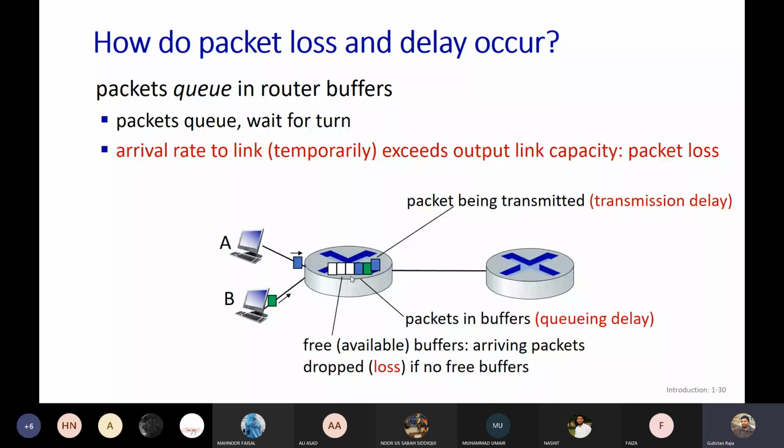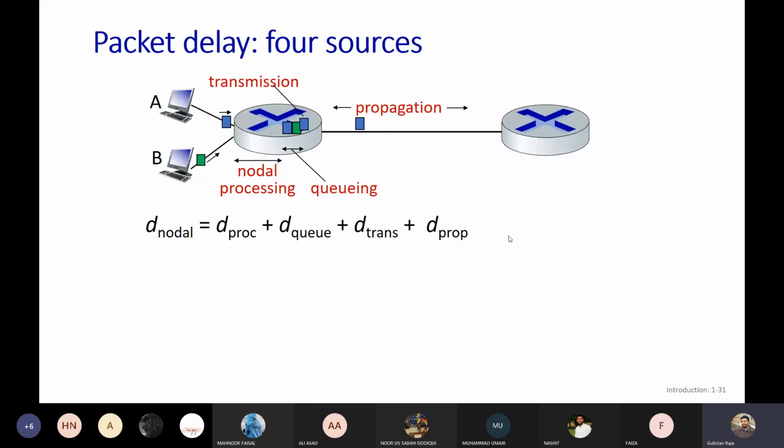Okay, let's move on. Now we'll talk about these delays. There are four sources of delays, and we'll talk about them one by one. One delay you have already studied: transmission delay. Now we'll talk about the other delays, which are propagation delay, queuing delay and nodal processing delay. So the four delays are processing delay, queuing delay, transmission delay and propagation delay.